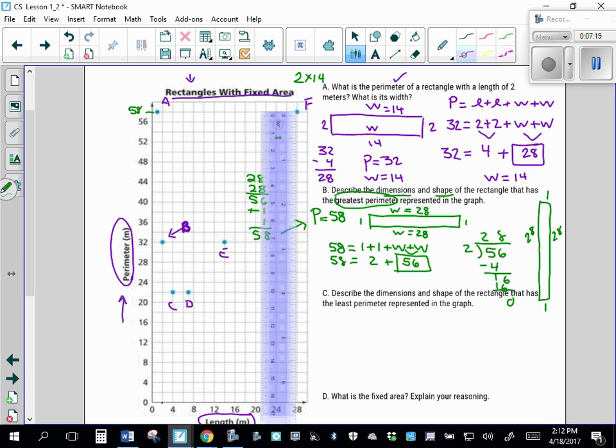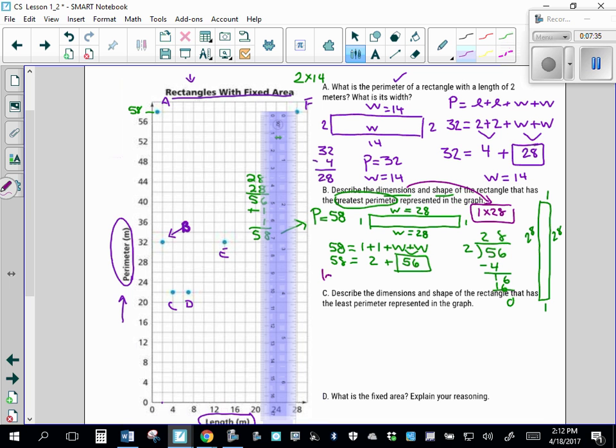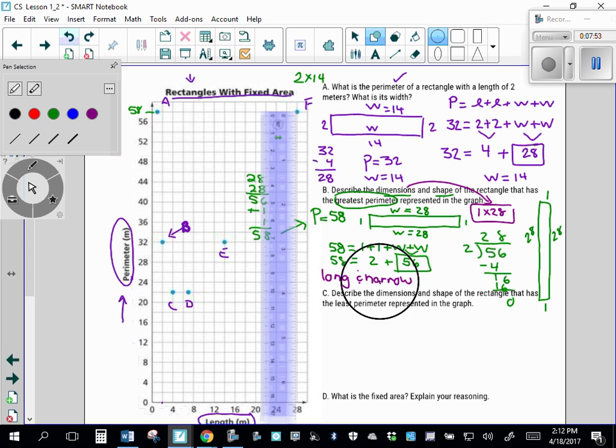Right. So the dimensions, the question that it's asking me to answer, it is a 1 by 28. That's the dimension. And the shape, I would say it's kind of long and narrow. That's this one, or short and wide. And this one's long and narrow. Oh, that's funny. That's not what I meant to do. This one is long. Try again.